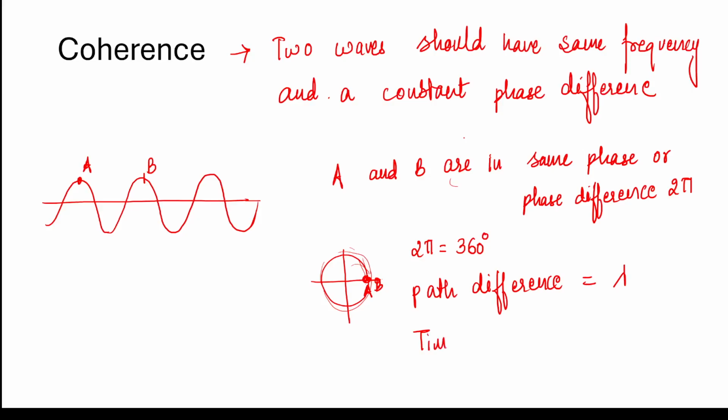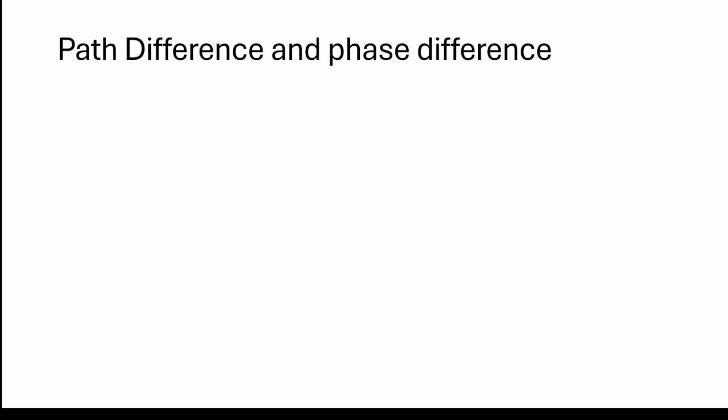Next is time difference. The time difference between A and B is the time period of the wave. A wave would take time t to move from A to point B. Okay, let's understand it in more detail. Let's just make this diagram again.